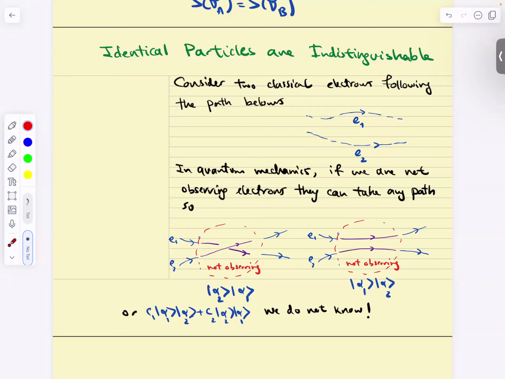The sharp statement is that there is no way for you to distinguish between alpha 2 alpha 1, alpha 1 alpha 2, or C1 alpha 1 alpha 2 plus C2 alpha 2 alpha 1, unless you do a measurement. Good. But you could do a measurement. We're going to describe that. It's a legitimate measurement.